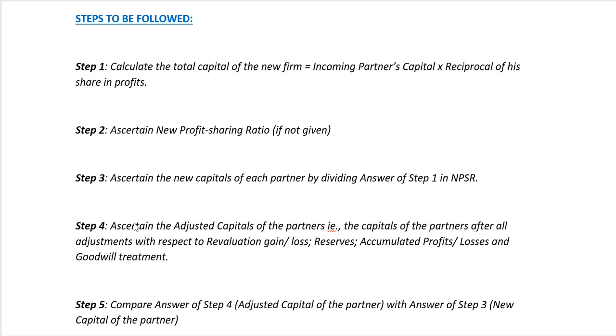Step 4 is to ascertain the adjusted capitals of the partners. In other words, the capital of the partners after all adjustments with respect to revaluation gain or loss, reserves, accumulated profits and losses, and goodwill treatment. So this is step 4, to calculate the adjusted capital of the partners. The fifth step is to compare the answer of step 4, which is the adjusted capital of the partner, with the answer of step 3, which is the new capital of the partner.